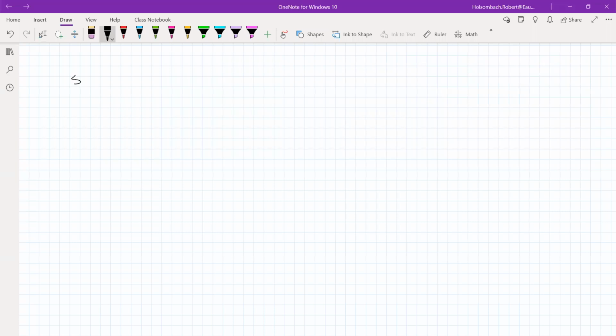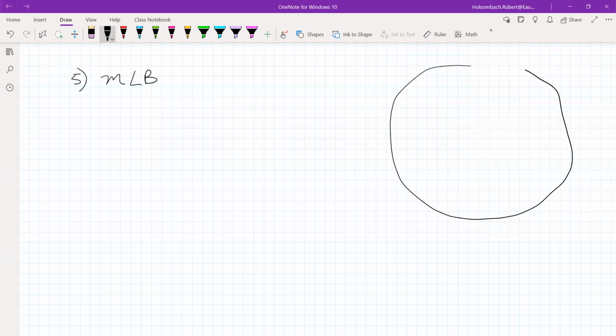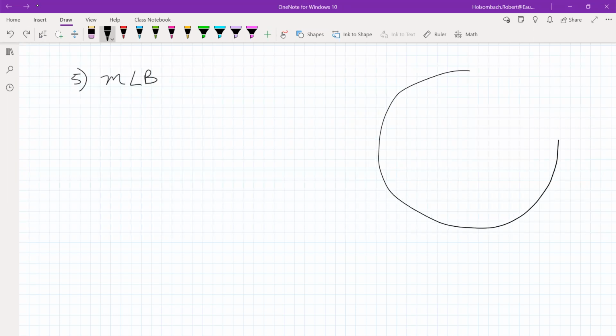All right, number five, we need the measure of angle B. And now we've got this circle. We're going to use this circle for four problems. And put a point right in the middle of that circle. And then we're going to draw a diameter that goes through that point. We're going to label it AD.